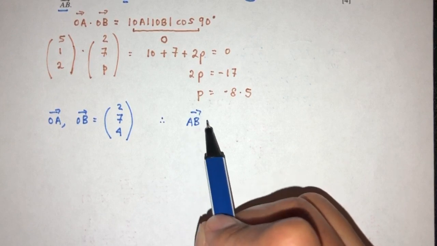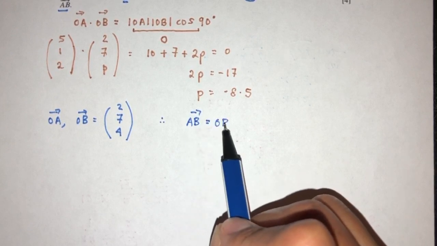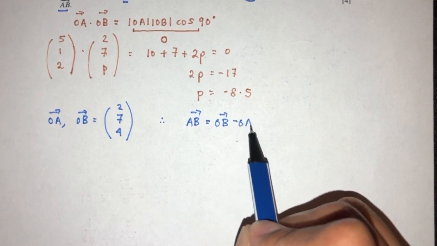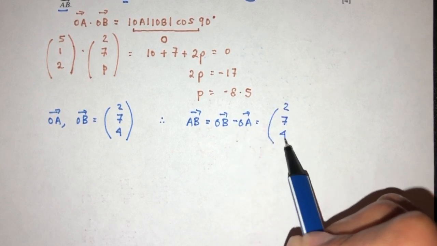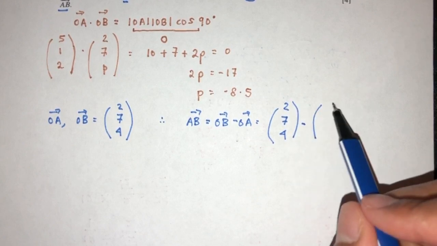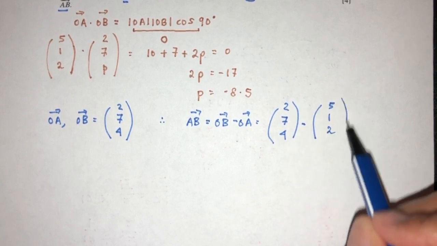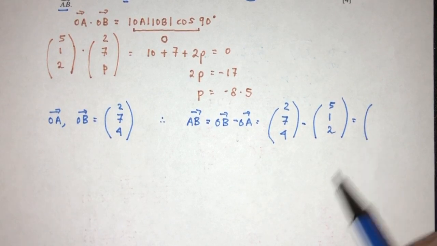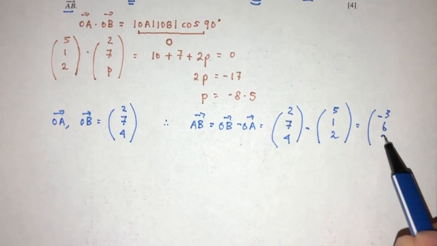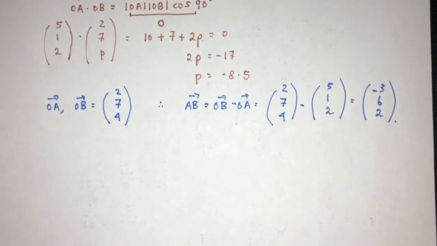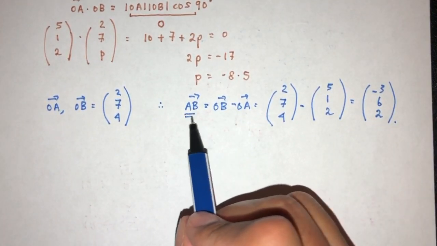So by definition, AB is equal to OB minus OA. That will be (2, 7, 4) minus (5, 1, 2). That should be what? So 2 minus 5 will give you minus 3. That should be 6, and that should be 2. Right. Now this is the direction of AB.